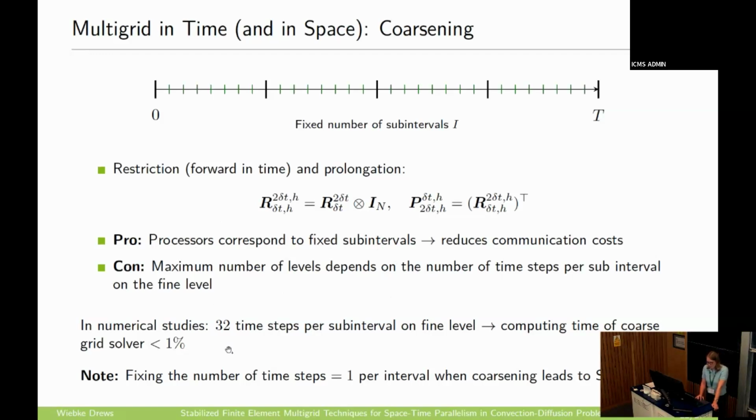So in our numerical studies, we say we want on the fine level to have 32 time steps in one subinterval. And for this case, we saw that the computing time was only under 1% for the coarse-grid solver. So we assume this would be okay. And also a note, if we would do it in another way, so fix the number of time steps to 1 per interval, then this would lead again to space-time multigrid.